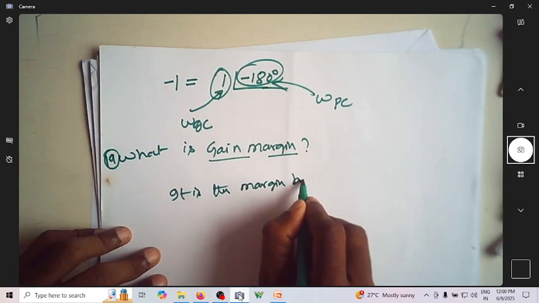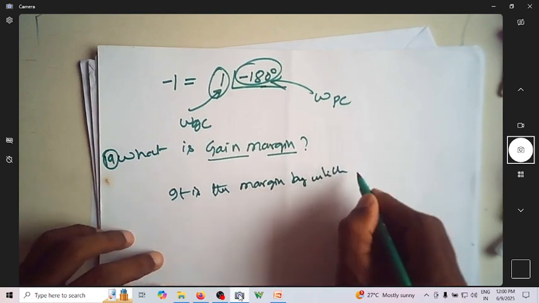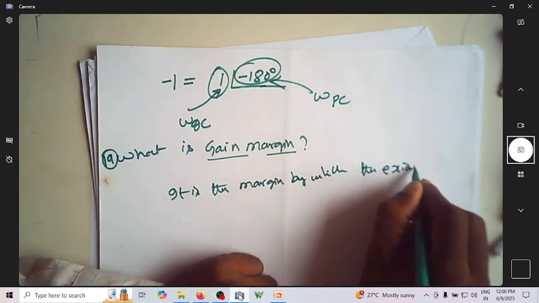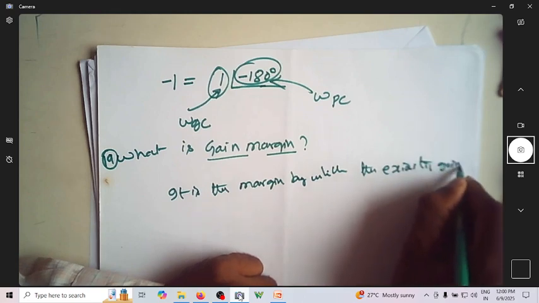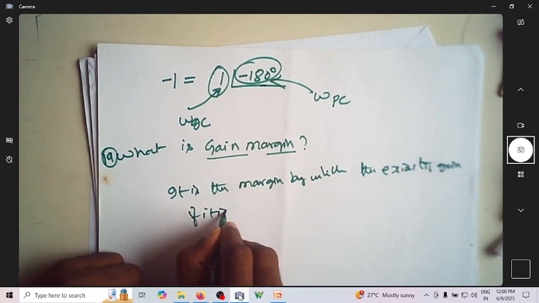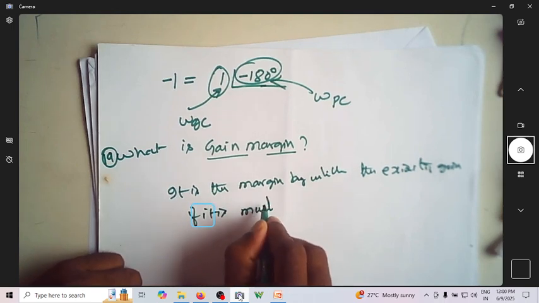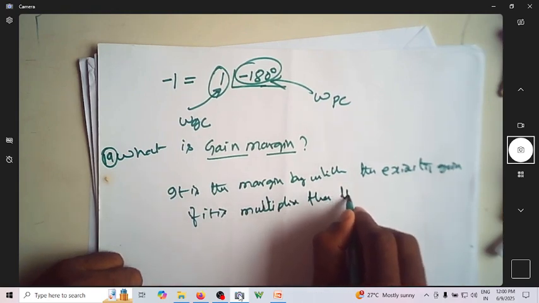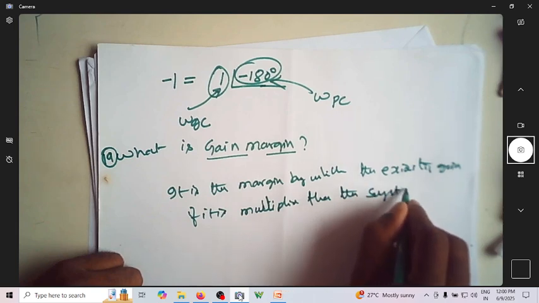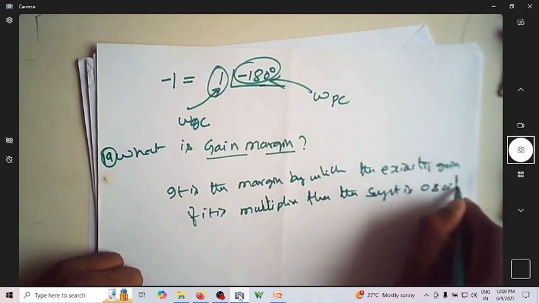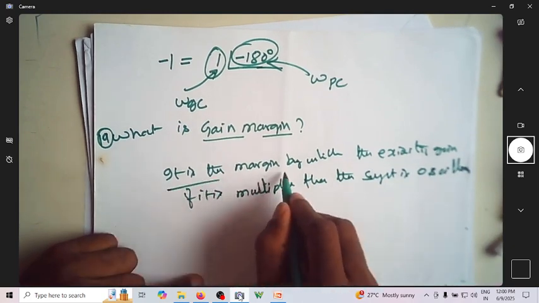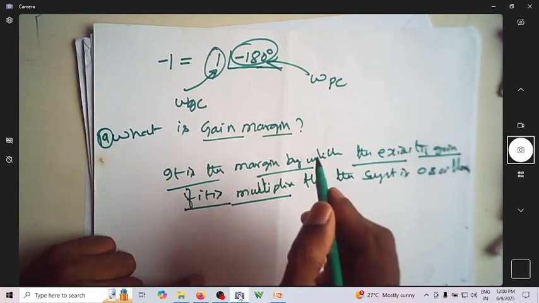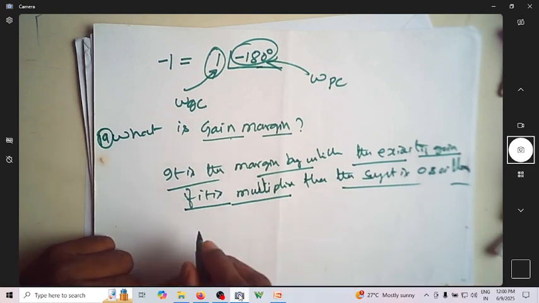Gain margin is the margin by which the existing gain, if it is multiplied by it, makes the system oscillate. It is the margin by which the existing gain can be multiplied such that the system becomes oscillatory.